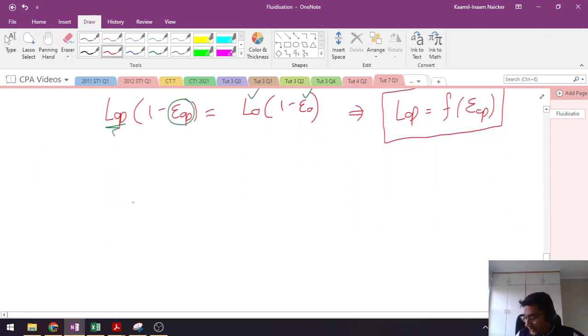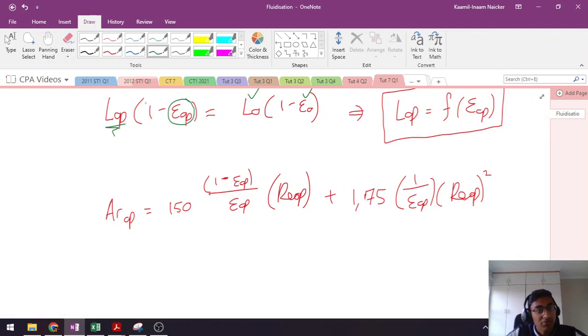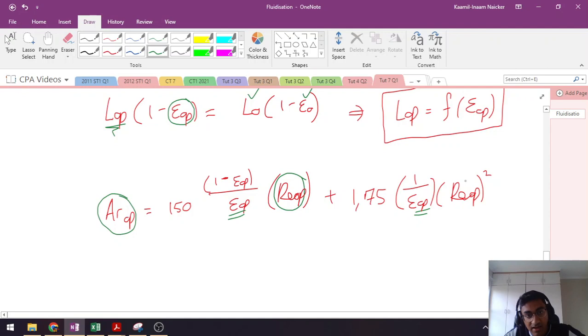How do I find the operating epsilon? Well, the operating epsilon needs to be found implicitly. So that means that my Archimedes number at the operating conditions is equal to 150 into 1 minus epsilon at the operating condition over the operating epsilon multiplied by Reynolds number at the operating conditions, plus 1.75 into 1 over epsilon at the operating conditions multiplied by Reynolds number at the operating conditions all squared. And so here, remember that the objective is to find the operating epsilon. But in order for me to do that, I need to know what is my operating Reynolds number and my operating Archimedes number. Everything else I pretty much know.